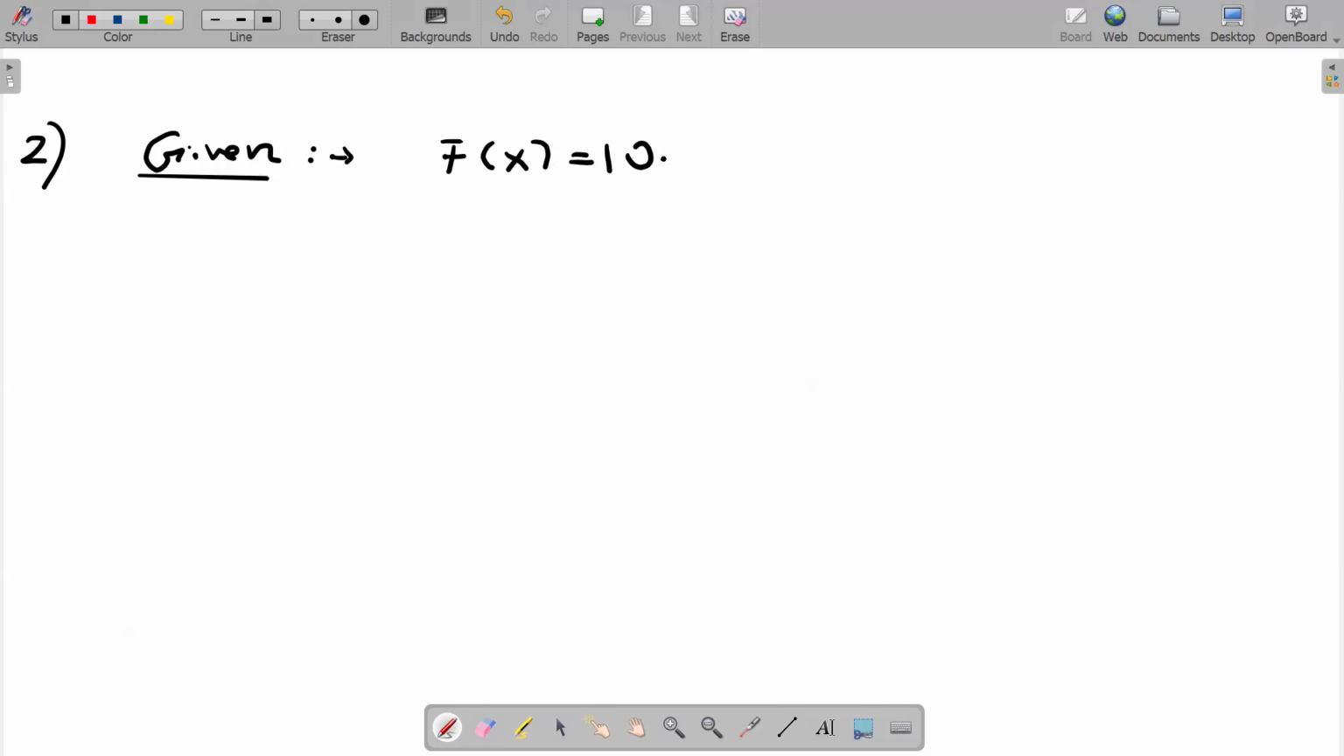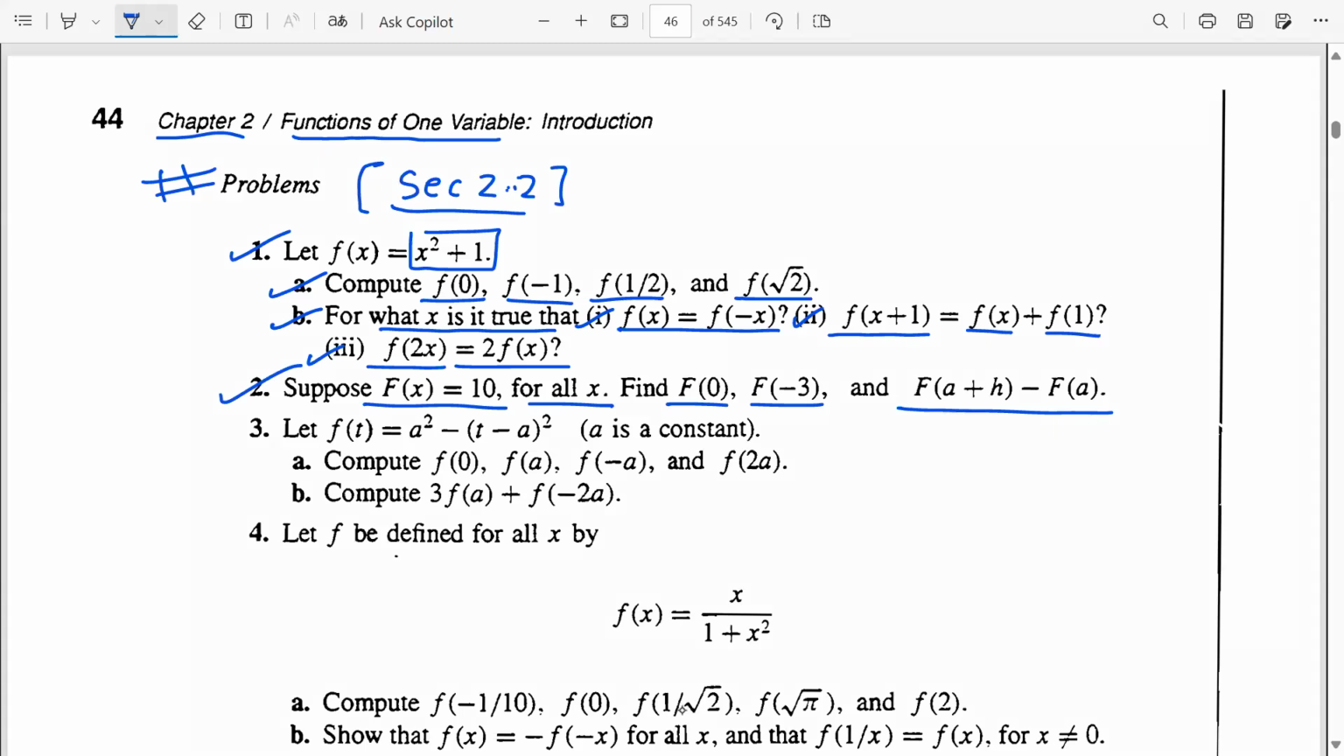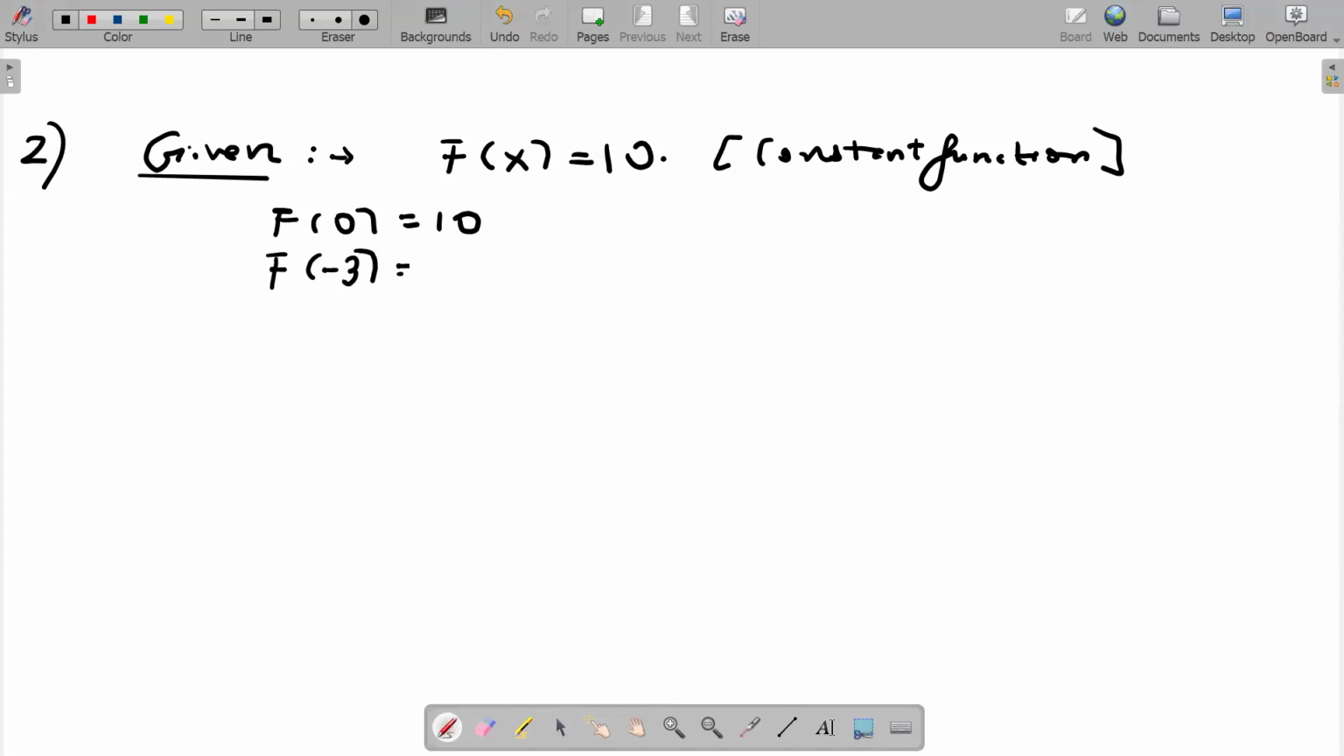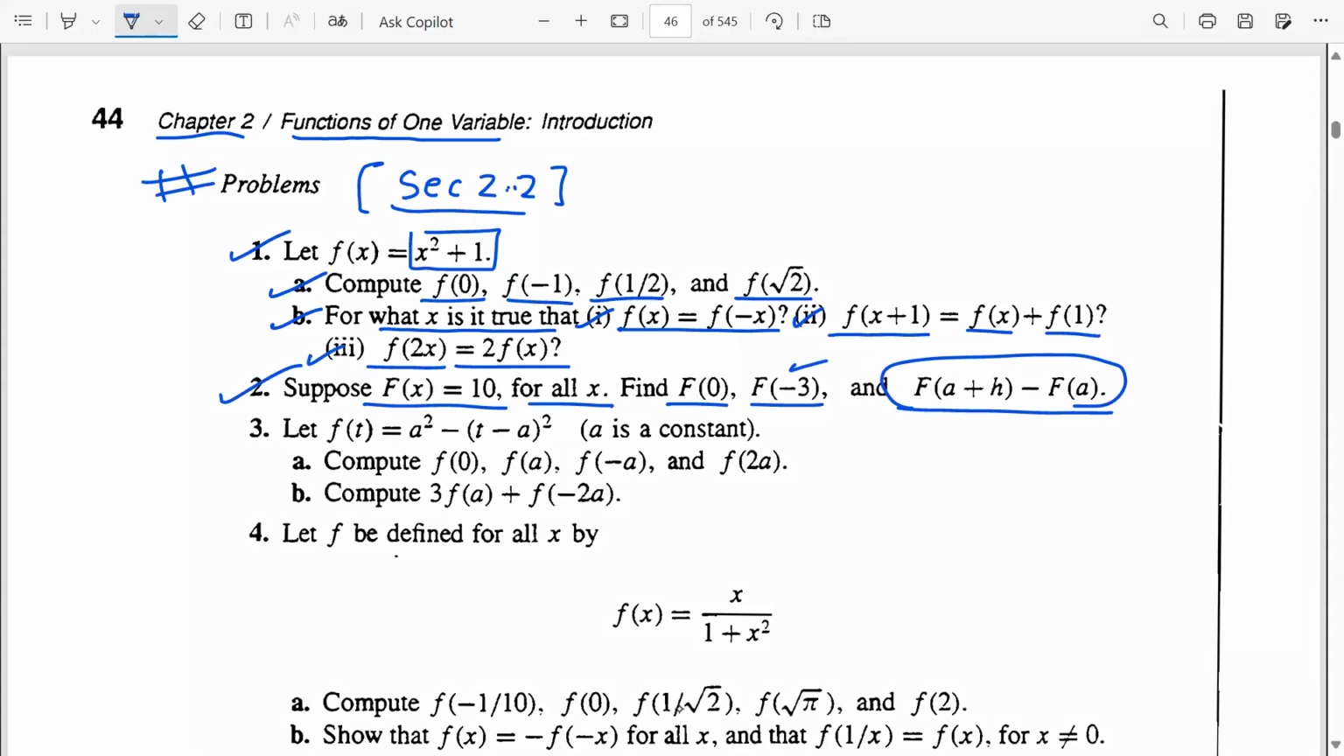Okay, we need to find out what will f of 0 be. F of 0 will always be 10 because it's a constant function. That means the function will take a constant value of 10 irrespective of the value of x. So f of 0 is 10. Okay. Then what was the next part asking us? F of minus 3 will also be 10 because it's a constant function. And then we had f of a plus h minus f of a. That will also be 10.